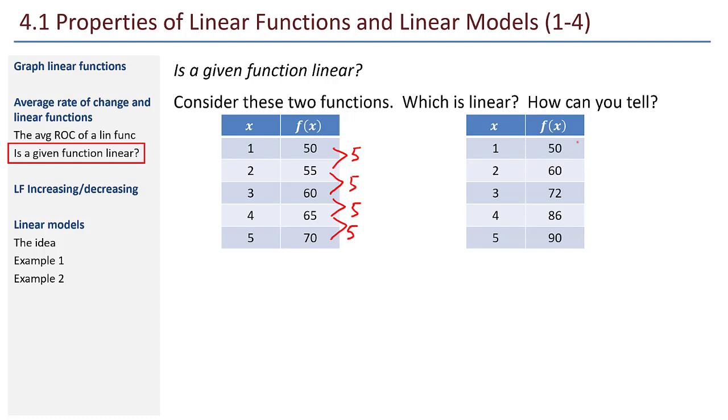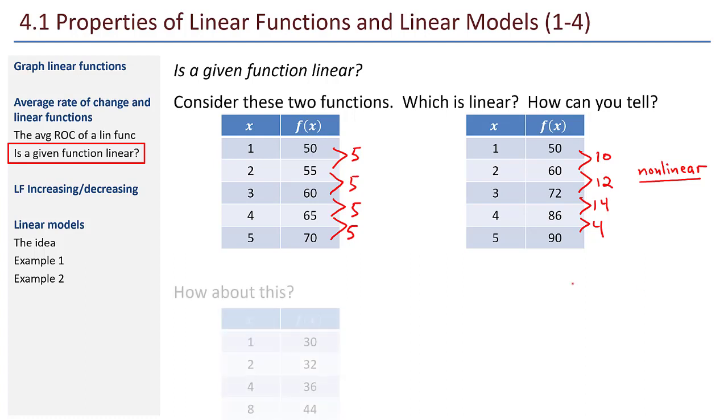But how about the function on the right? Again, x goes 1, 2, 3, 4, 5. What do my function values do? They increase by 10. Then from 60 to 72, so that's an increase of 12. Already, I can tell right now, this is not a linear function. This is a non-linear function. Just to complete this out, it looks like maybe the next increase is an increase of 14, and then 16. Yeah, so clearly this is not a linear function.